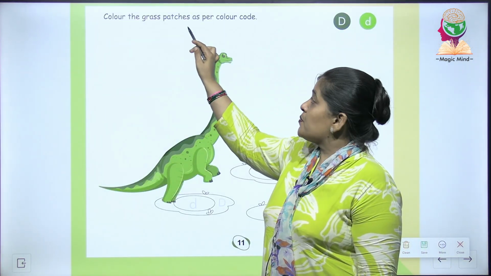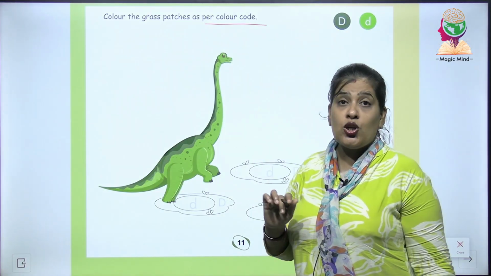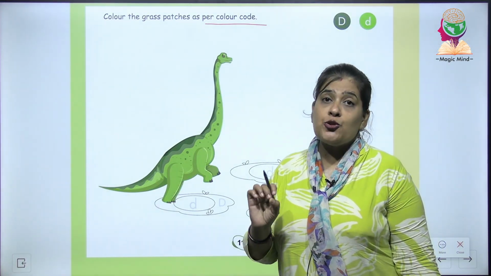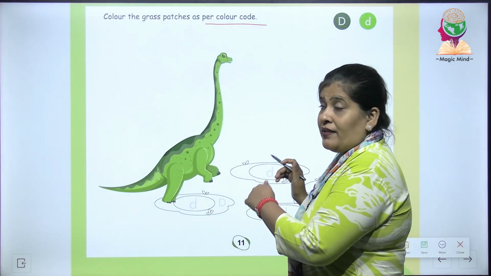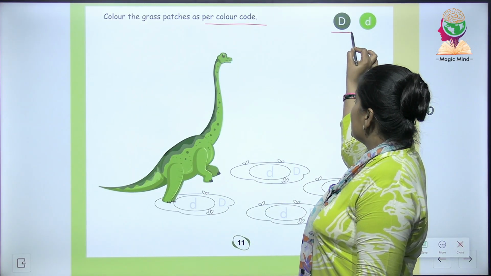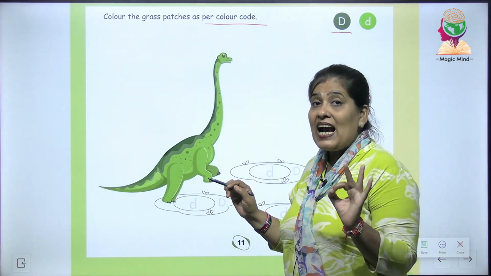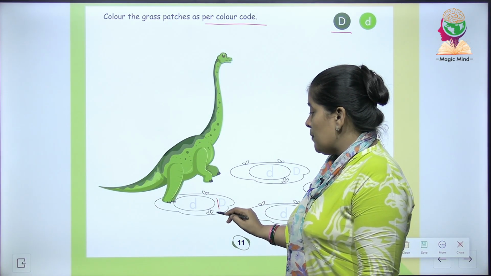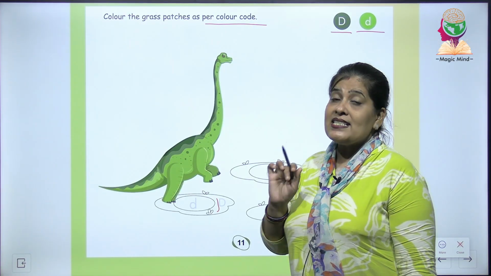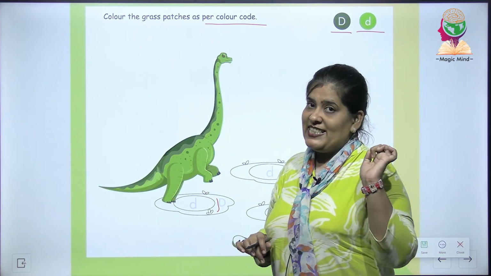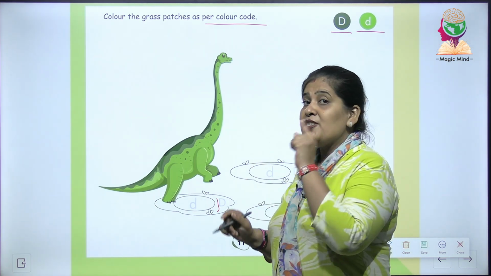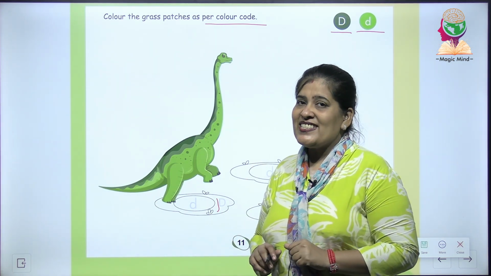Color the grass patches as per color code. अब कुछ grass patches हैं, we have to color them. For coloring them we have to use color code. For capital D we have to use dark green color. Capital D में आप dark green color करेंगे और स्मॉल लेटर D में आप लाइट ग्रीन कलर यूज करेंगे. सो डियर किड्स, दिस कलरिंग पार्ट यू हैव टू डू बाय योरसेल्फ.